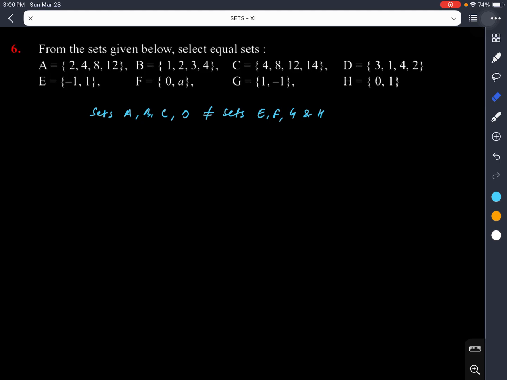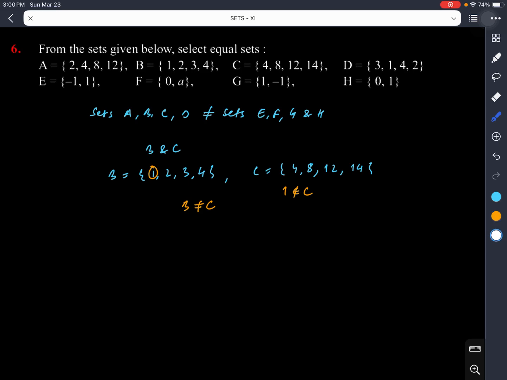Now let us consider sets B and C. Set B has elements 1, 2, 3, and 4, while set C has elements 4, 8, 12, and 14. Here again one can observe that 1 is an element of B, while 1 does not belong to set C. So these two sets are not equal.